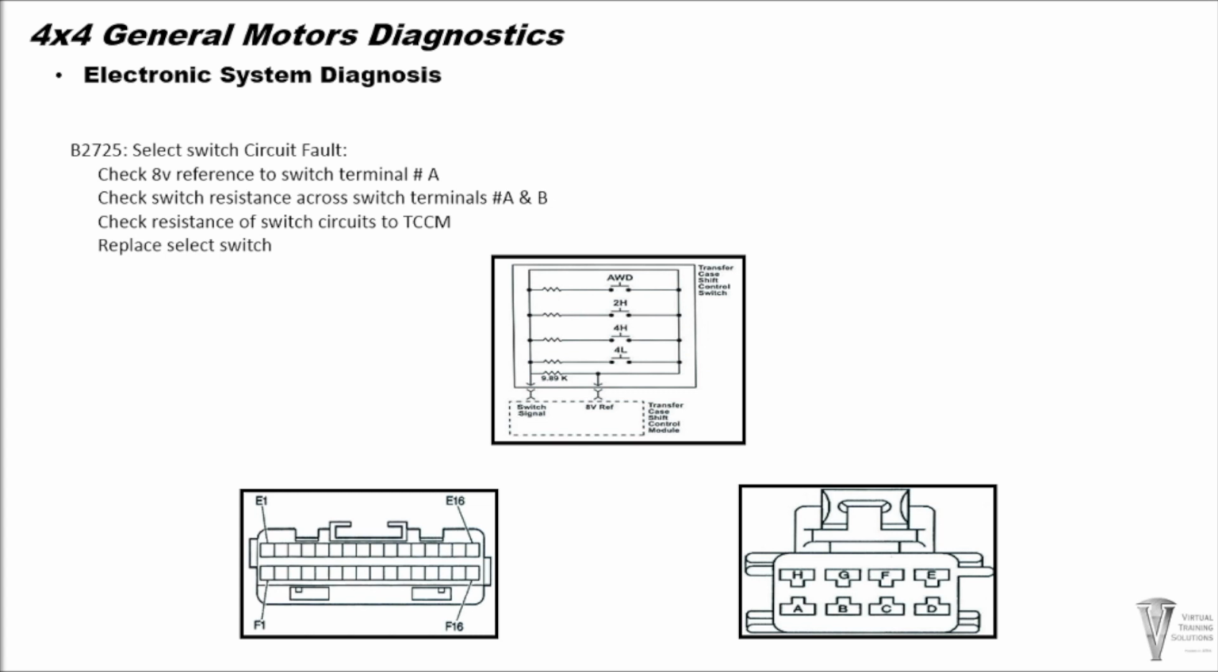If you have the correct voltage at the switch, the next step is to check the resistance of the transfer case control switch itself. This can be done by checking the resistance across the C1 connector terminals A and B. Resistance should be as noted on your graph. If the transfer case control switch and the circuits are within specifications, General Motors recommends replacing the transfer case control switch anyway. Transfer case control switch problems are very common.